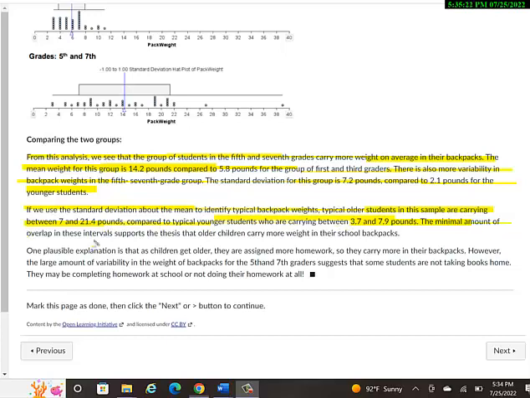The minimal amount of overlap in these intervals supports the thesis that older children carry more weight in their school backpacks. One plausible explanation is that as children get older, they're assigned more homework, so they have to carry more in their backpacks. However, the larger amount of variability in the weights of the backpacks for the 5th and 7th graders suggests that some students are not taking books home. They may be completing homework at school or not doing the homework at all. True. But imagine, this was a ways back when students actually took textbooks home instead of just computers.